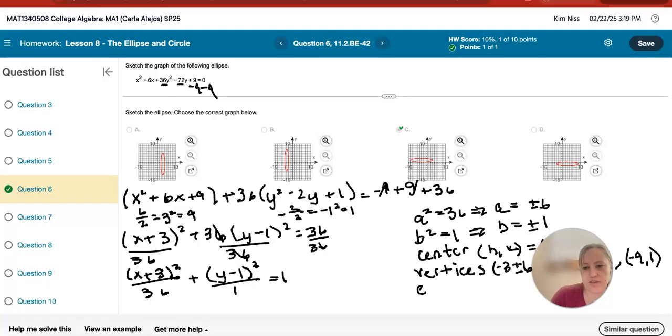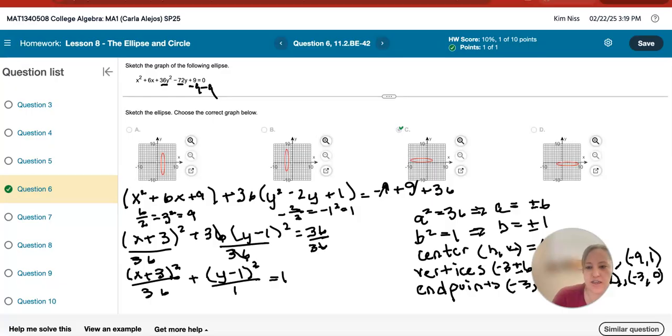And our endpoints are h, which is negative 3, and k plus or minus b. So it's going to be 1 plus or minus 1. So then we end up with negative 3, 1 plus 1 is 2, and negative 3, 1 minus 1 is 0. So we have our center, our vertices, and our endpoints, and that's all we need to graph it.